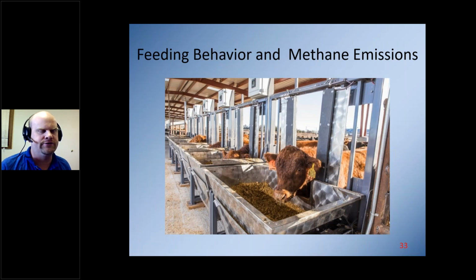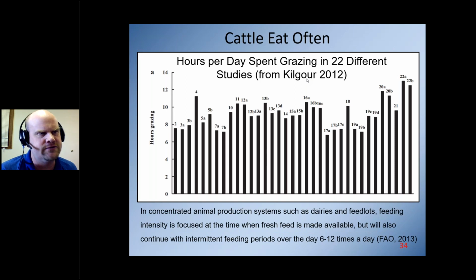Since feeding behavior and how we feed the animals affects methane emissions, we need to understand how animals eat in the environment and how it impacts emissions. So there's an interesting study from Kilgore, a meta-analysis of several different publications that have looked at the amount of the day animals spend grazing in different systems. Each one of these plots is a different publication, and this is the number of hours the animals spent grazing in each of the different environments.